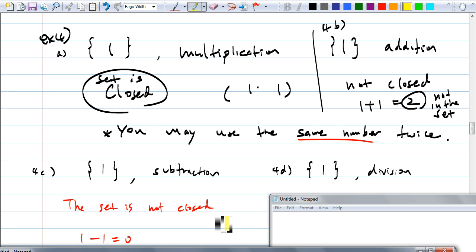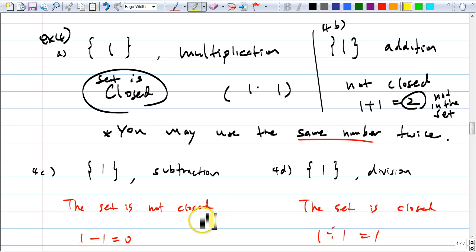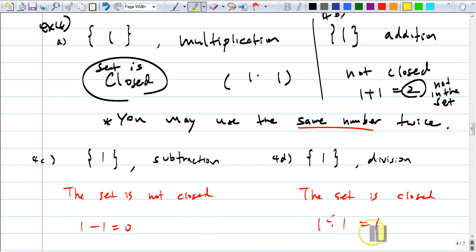What about the last one, 4D? For division, Bella, what did you get? How many people say closed? Raise your hand. A lot of you agree with Bella. Anybody say not closed? No one? You sure? You guys are correct. So it's closed, because what's 1 divided by 1? 1. And is 1 in the set? Yeah, that's easy.